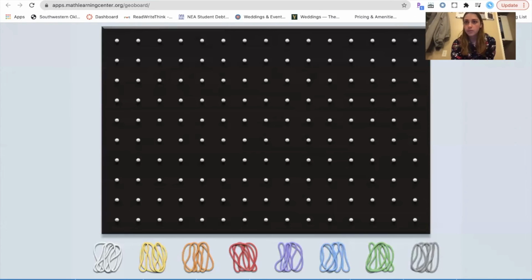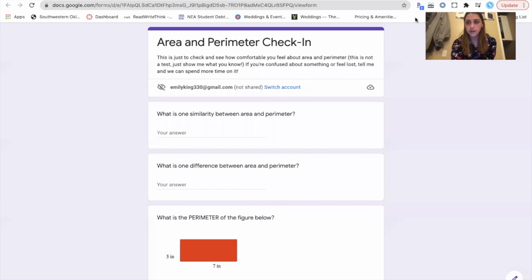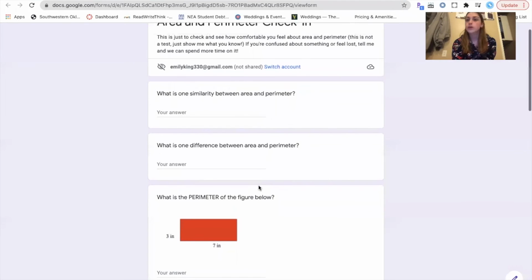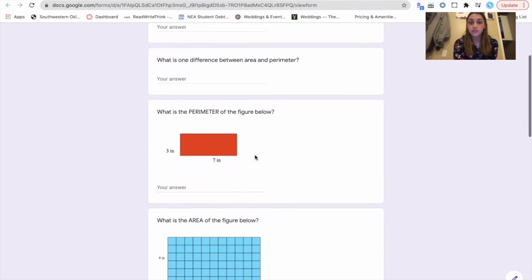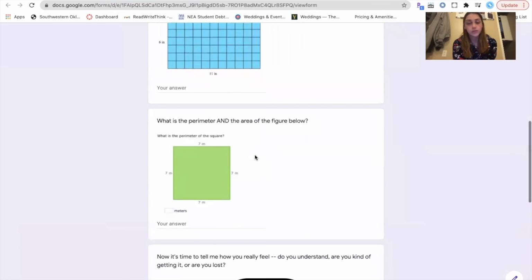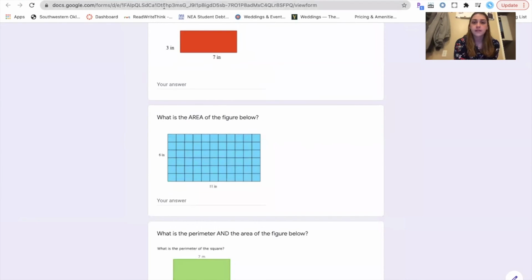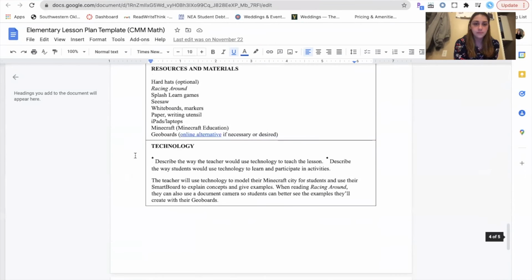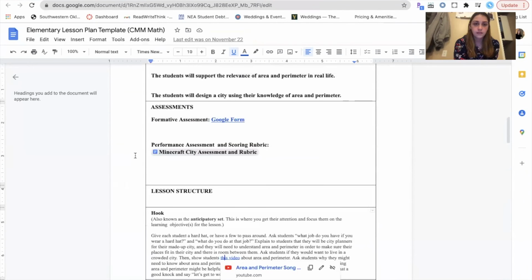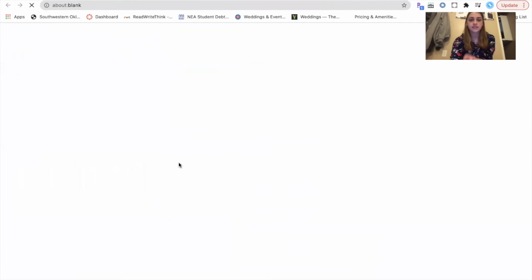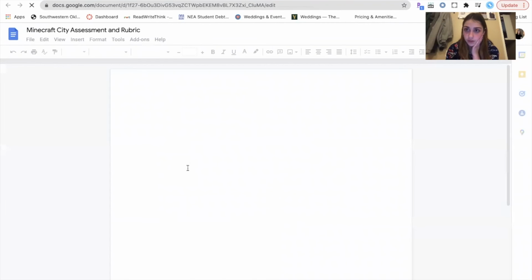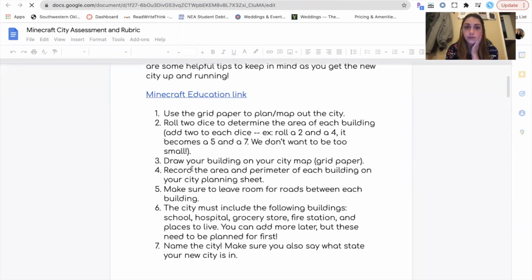And then we'll go ahead and take a Google survey. It's just a quick little assessment for me to figure out where you are, see if I need to help you. You're going to look at similarities and differences between area and perimeter. Show me what you know and tell me how you feel about it. And then after that, we will look at our assessment. I am running short on time, so I'm not going to go over it a whole lot.